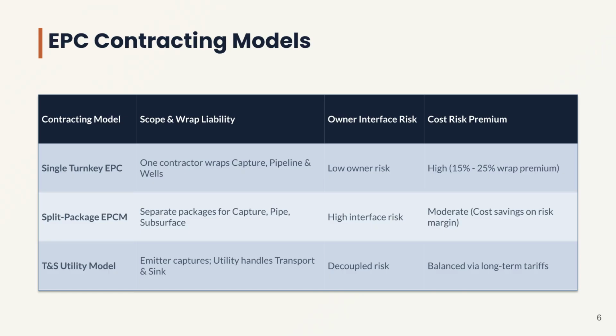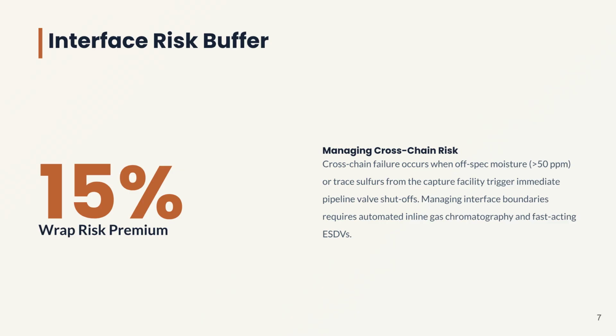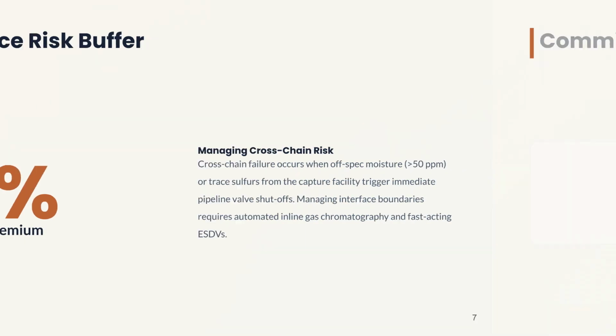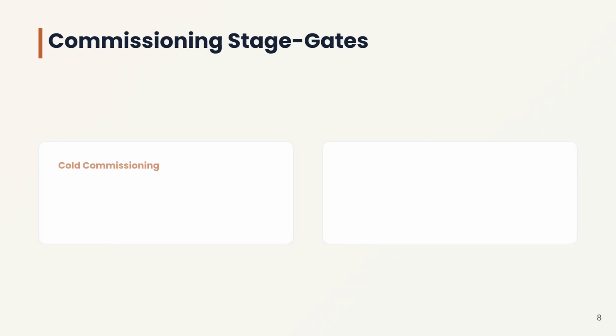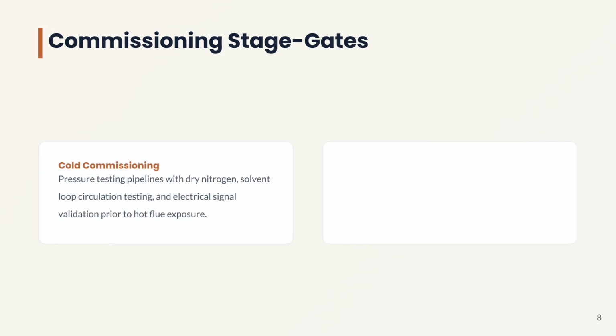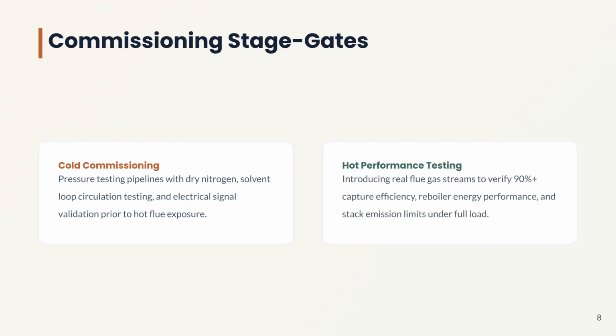Options range from single turnkey contracts to split package approaches and utility models, each with distinct implications for owner risk and cost premiums. Interface risk buffers are often necessary, sometimes reaching a 15% premium. Managing these risks, such as preventing off-spec gas from entering pipelines, requires automated monitoring and robust safety systems. Commissioning involves two main stages: cold commissioning, which includes pressure testing and signal validation, and hot performance testing, where real flue gas is used to verify operational efficiency and emission limits.